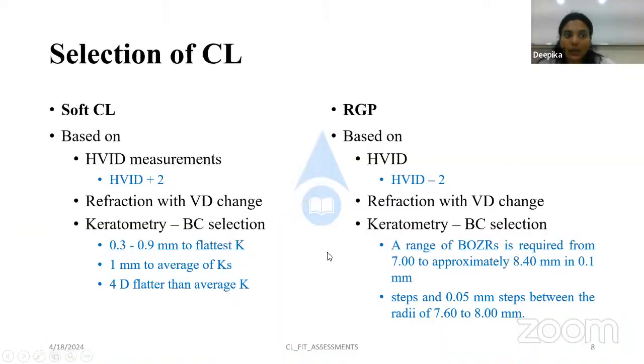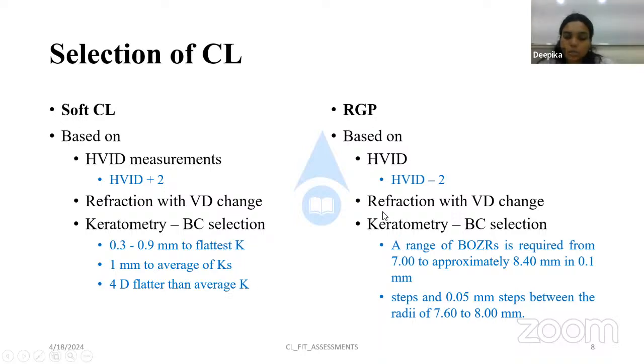Selection of contact lenses. Soft lens is based on HVID measurements, HVID plus 2 mm, refraction with vertex distance, and keratometry based on base curve selections, which is 0.3 to 0.9 mm flatter than K, 1 mm flatter than average of K, and 4 diopter flatter change than the average K.